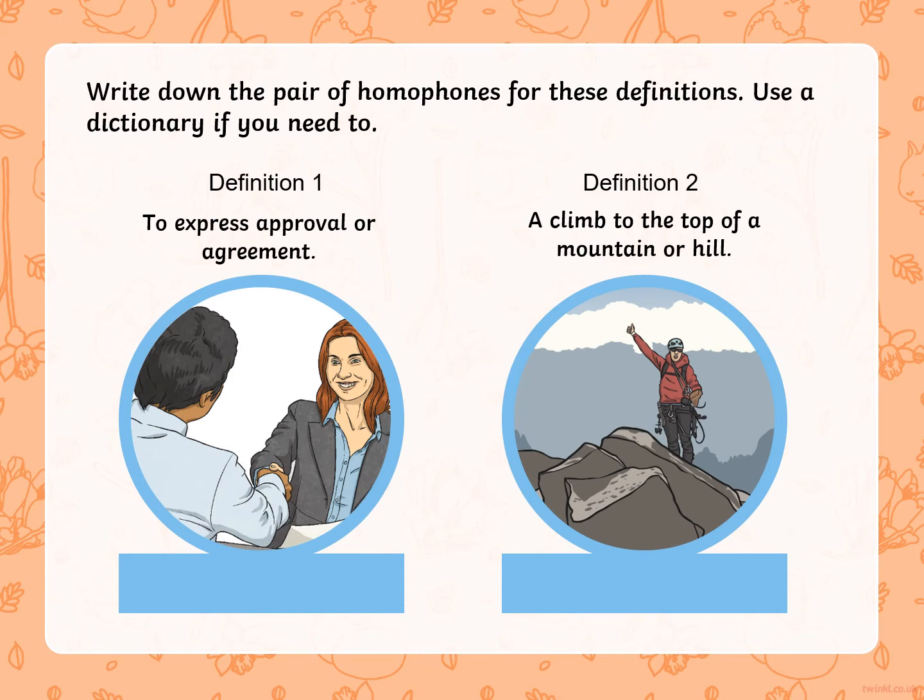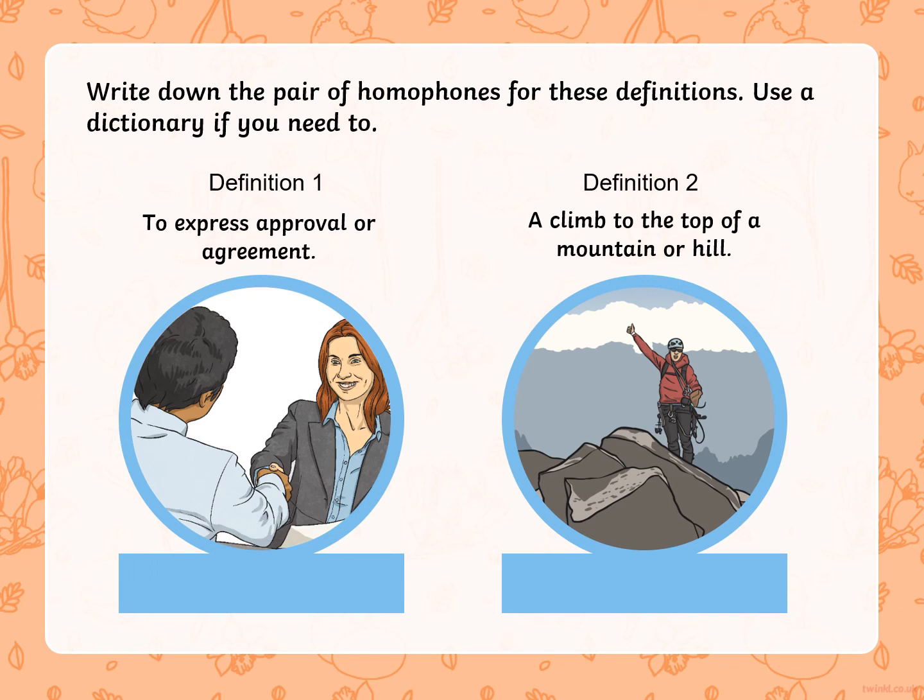Definition one, to express approval or agreement. And definition two, a climb to the top of a mountain or hill. For definition two, think about the opposite of this word as well. That might help you. We've looked at that in our maths when we're counting up or counting down. What would they be? Have a little think, and write your ideas down.